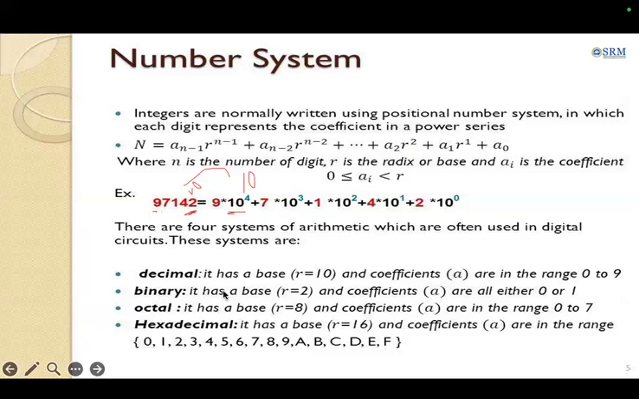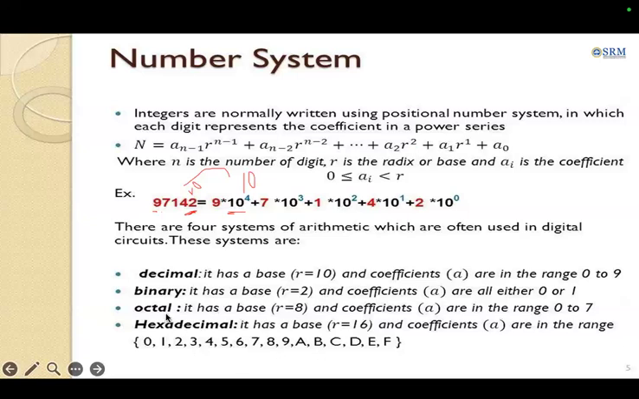So binary means the base or radix. The radix is also known as a base. So the base or radix for binary will be what? 2. And the distinct values that binary holds are 0 and 1.